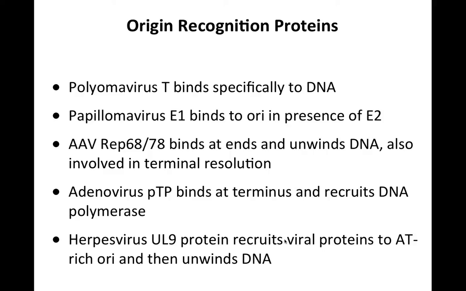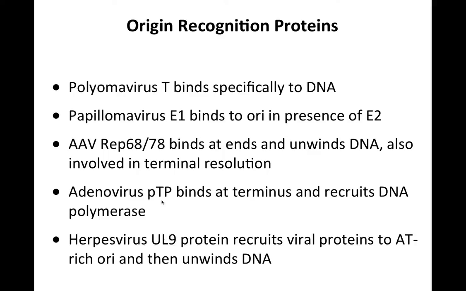Another small circular double-stranded DNA virus, papillomaviruses: its protein called E1 binds to the origin in the presence of a second viral protein called E2. The adeno-associated virus or parvovirus Rep68/78 protein binds to the ends of the viral DNA, which is the origin of replication. And we talked about how it's involved in nicking the DNA to get the termini sequences represented.